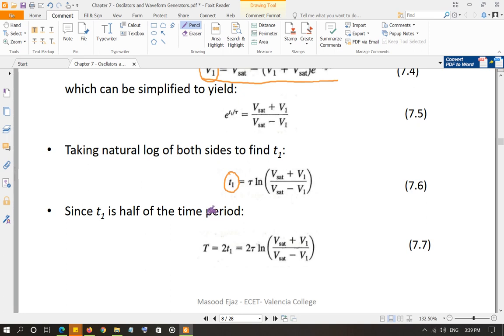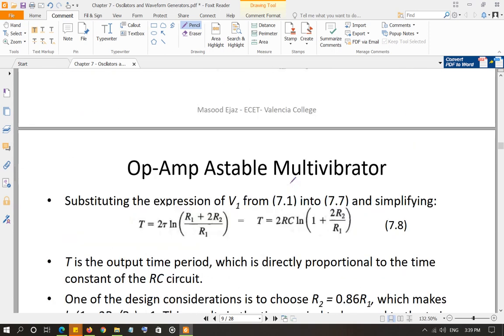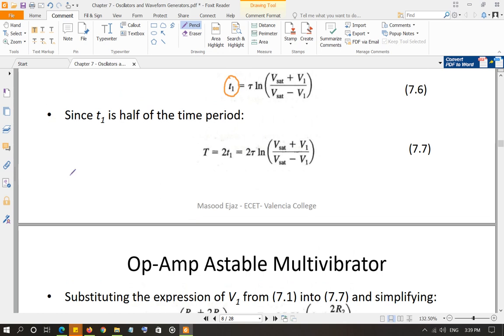Now we assume that T1 is half of the time period because the time constant is the same for both charging and discharging, so it's going to take the same amount of time to charge to V1 and then to discharge to negative V1 for the capacitor when the output conditions are changing. So the time period is going to be twice the amount of T1, which is 2 tau natural log of that, and then we substitute the value of tau.